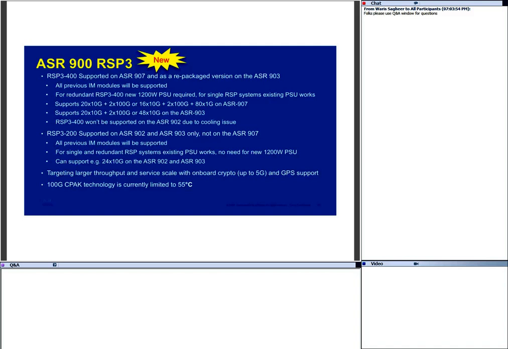So really, in terms of scaling 1 gig and 10 gig with the ASR907, since you have 16 IM slots, there is a lot of scope in terms of expanding those port densities, be it 1 gig or 10 gig. Obviously, with 100 gig you're limited to 2, because the whole throughput of the RSP3 itself is 400 gig.